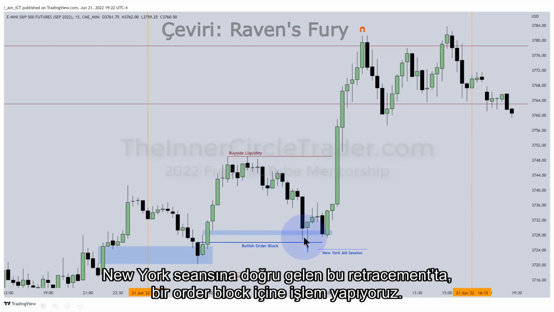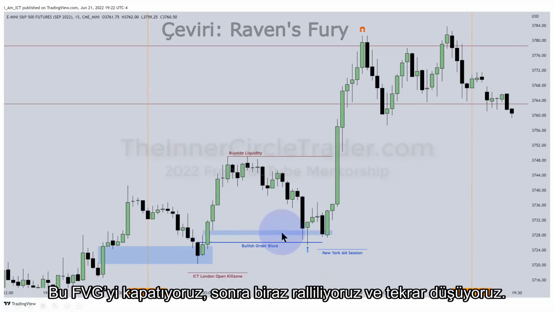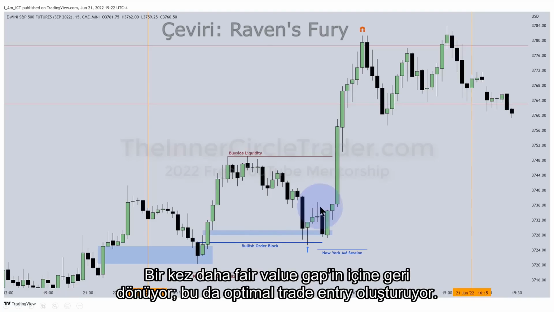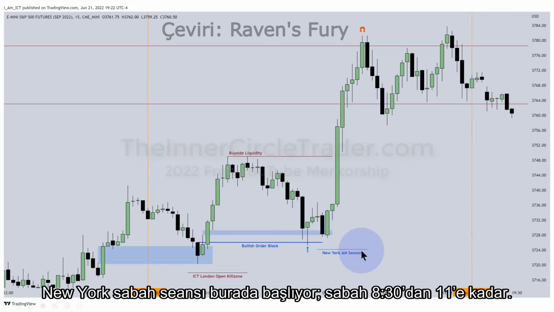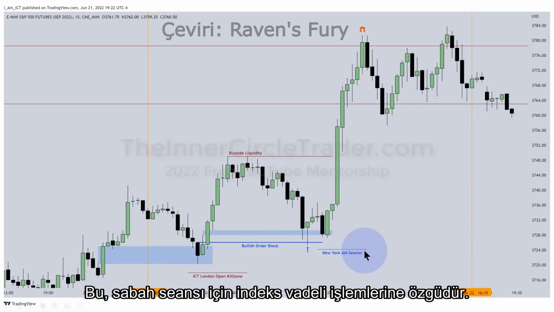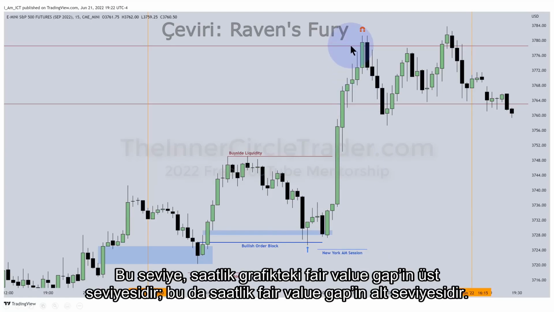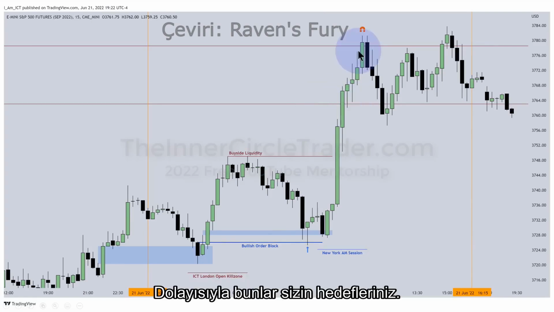This retracement into the New York session, we're trading into an order block, we close up this fair value gap, then we rally a little bit and drop back down into the fair value gap once more, creating optimal trade entry. That's not what we're going to focus on this one here. But we have the New York AM session beginning here from 8:30 in the morning to 11. This is specific to index futures for the morning session. This is the upper level on that fair value gap on the hourly chart, and this is the lower level on the hourly fair value gap. So that's your targets. It's going to be draw on liquidity.